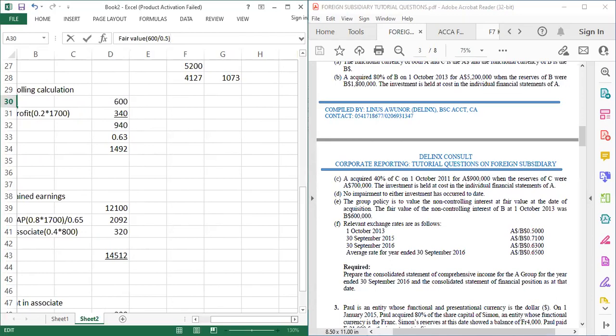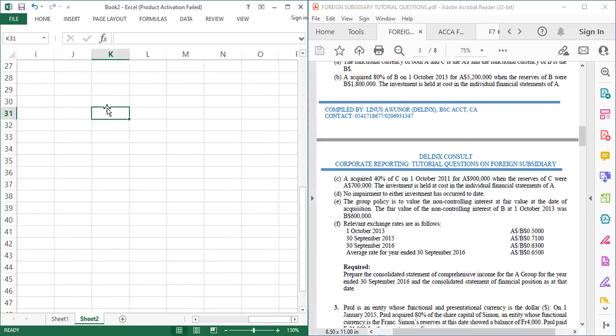NCI at the opening rate, which is the rate at the date of the acquisition. You translate that. Then the profit will also be translated using average rate. Profit for the subsidiary will be translated at average rate before they share it. So the parent will take its share at average rate. The NCI will also be translated at fair value at the date of acquisition.